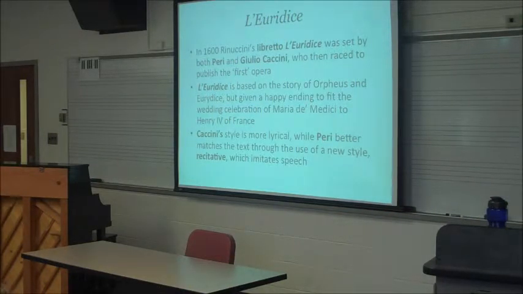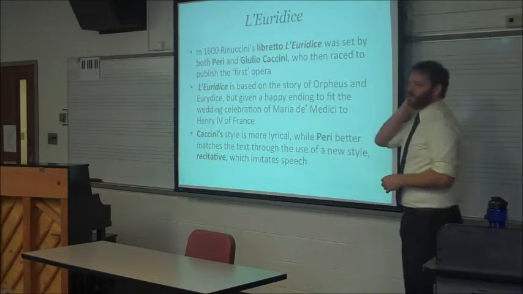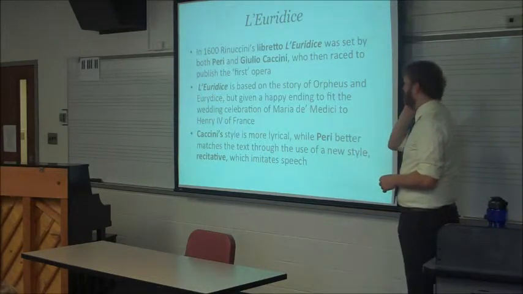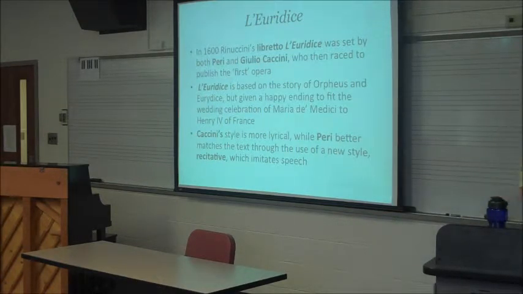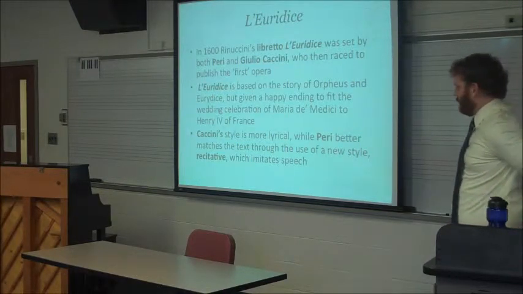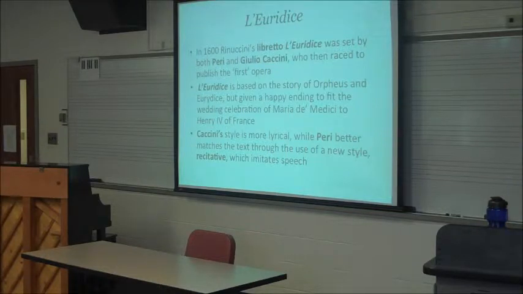So Caccini's style is the more lyrical, more closely mirrors musical practice at the time, especially in the madrigal. While Peri, Jacopo Peri, better matches the text with the use of a new style, recitative. And we'll talk just a bit about recitative, and then we will look at some examples of it.